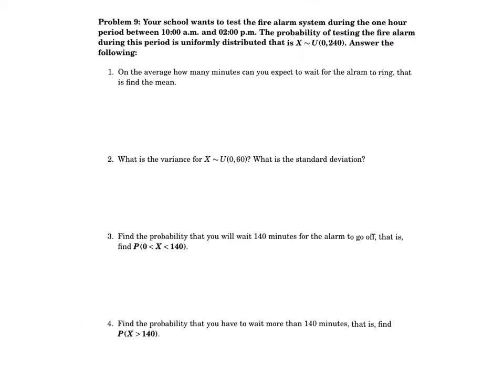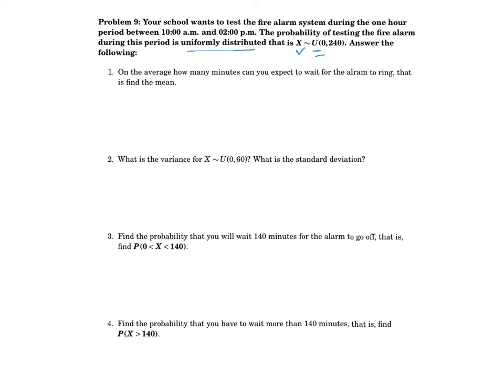Now let's go ahead and talk about this problem. Your school wants to test a fire alarm between 10 a.m. and 2 p.m. The probability of the fire alarm setting off in this window is uniform, meaning the probability is always the same. It's a constant probability. It could happen anytime over this window of 4 hours. So it's uniformly distributed, and U is the symbol.